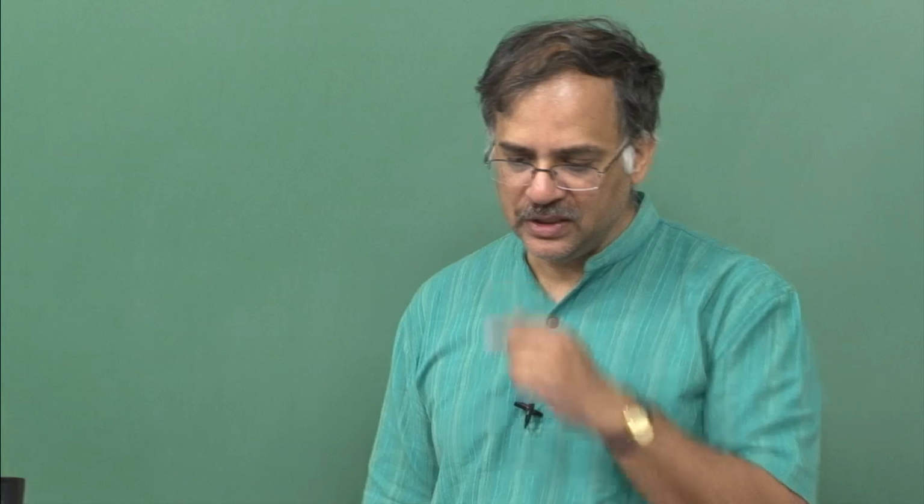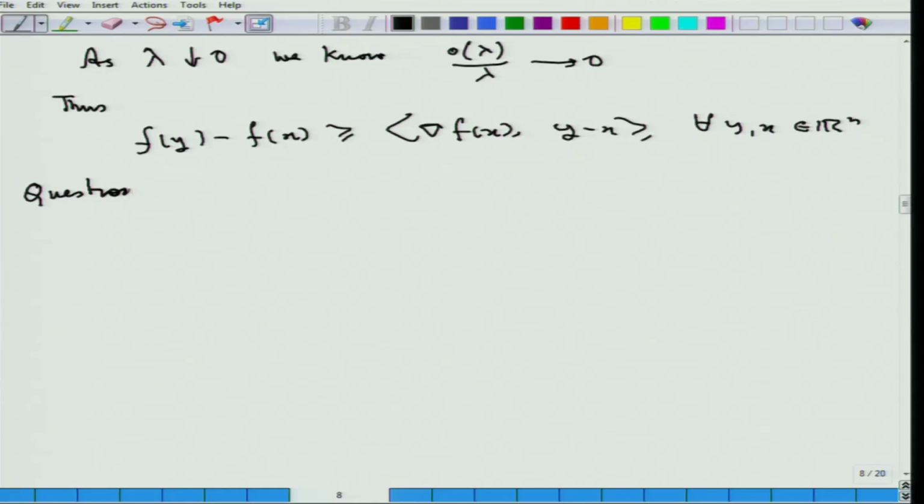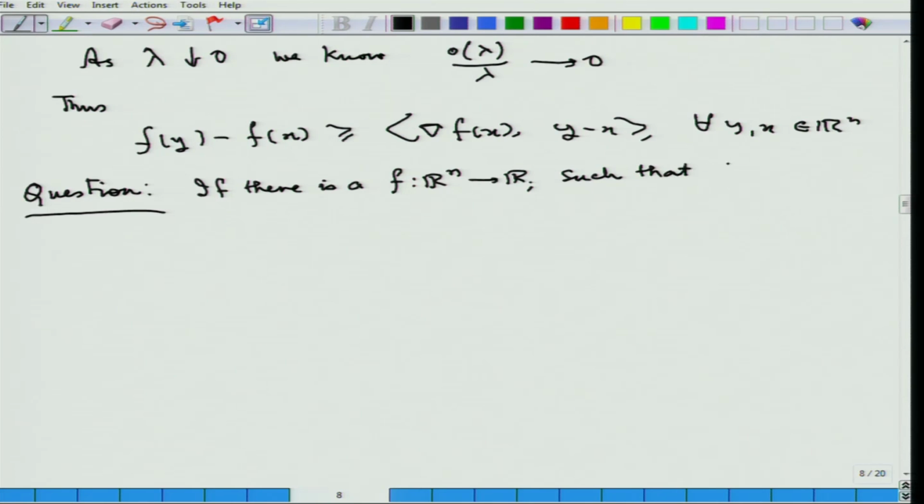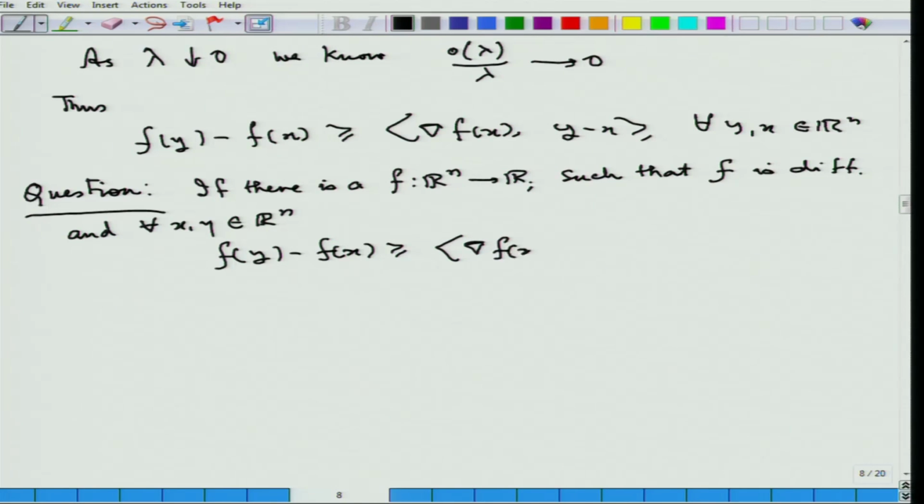Now, what about the converse? The question: if there is a function from R n to R such that f is differentiable, and for all x, y element of R n we have f y minus f x greater than or equal to the gradient term, then is f convex? So this is homework, I will give you the answer tomorrow.